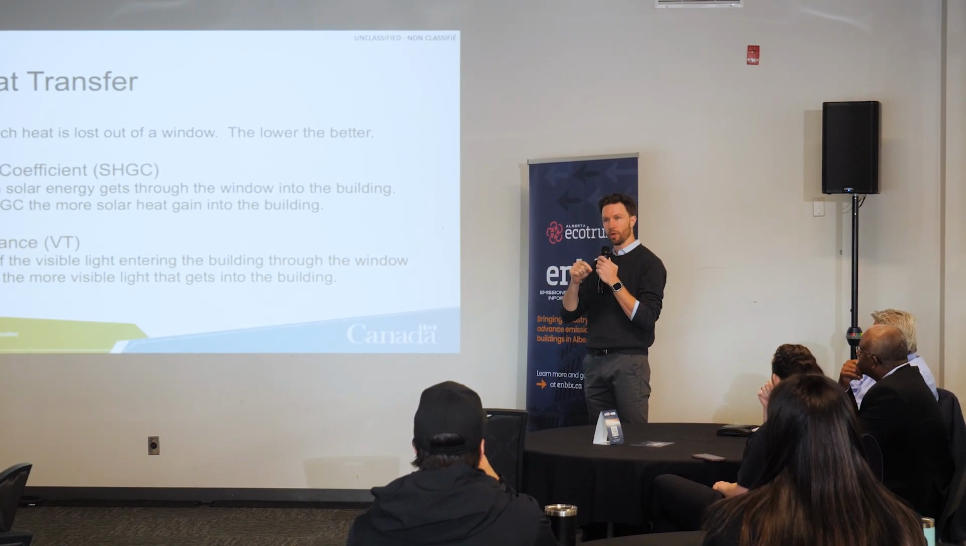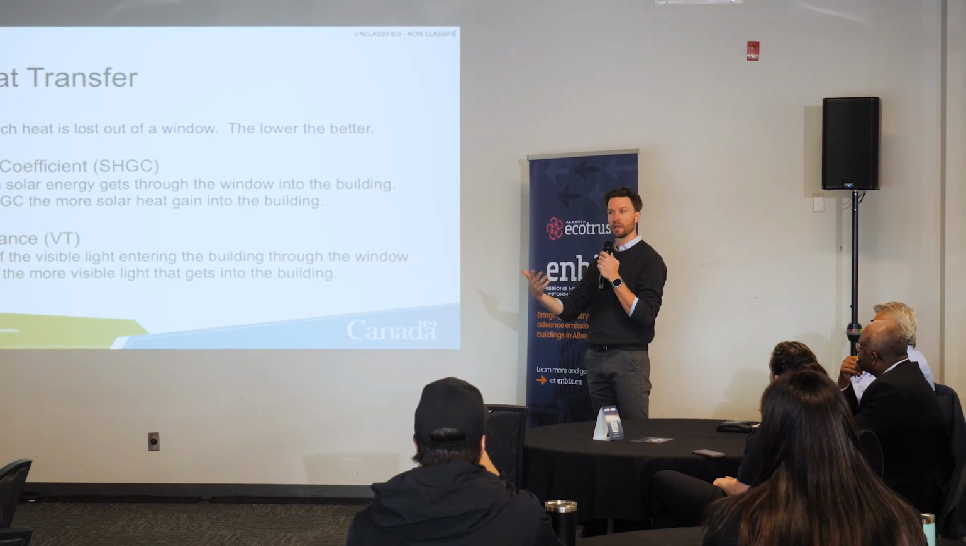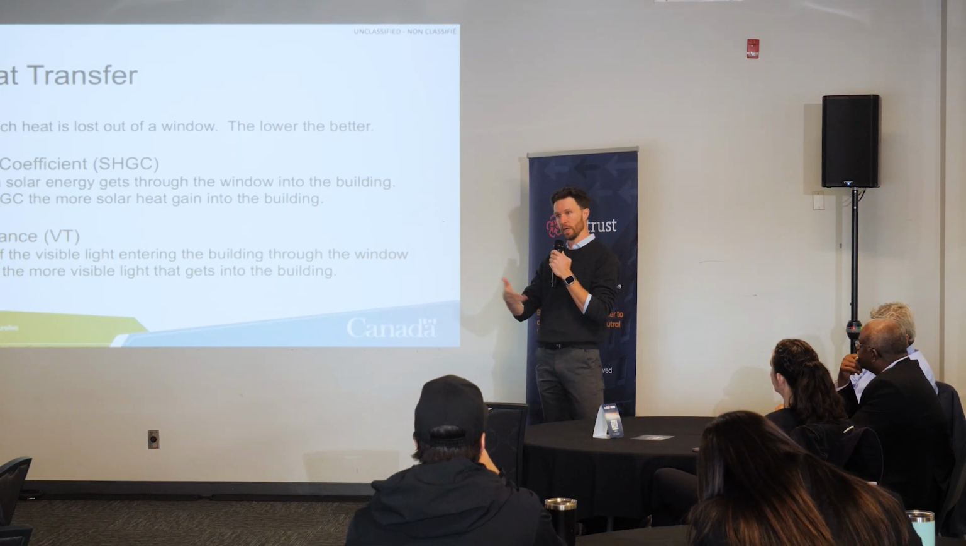The 0.7, 0.2 is on a scale from 0 to 1. So you can think of it as the percentage of sunlight energy that's allowed to come in, right? 0.7 is 70%. And if it's 0.2, it's 20%.